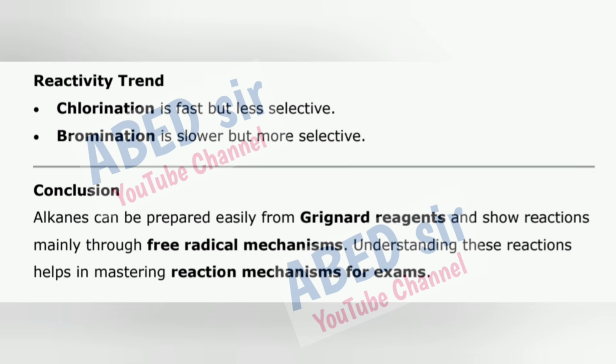Reactivity trend. Chlorination is fast but less selective. Bromination is slower but more selective. Conclusion. Alkanes can be prepared easily from Grignard reagents and show reactions mainly through free radical mechanisms. Understanding these reactions helps in mastering reaction mechanisms for exams.